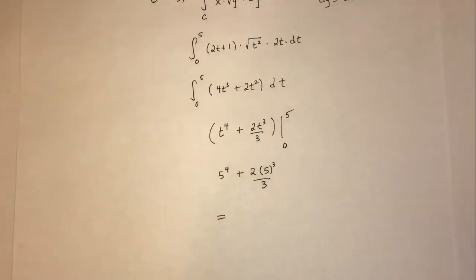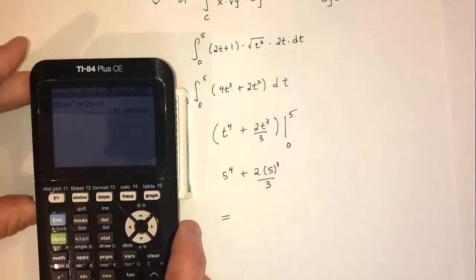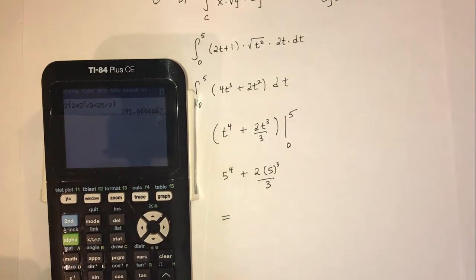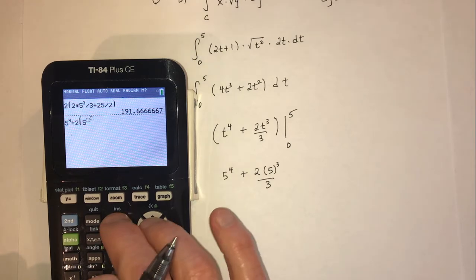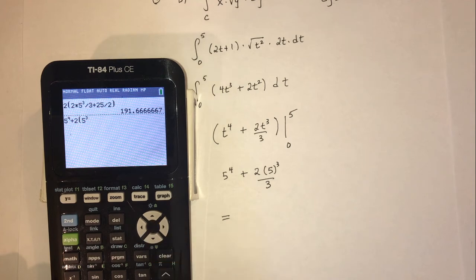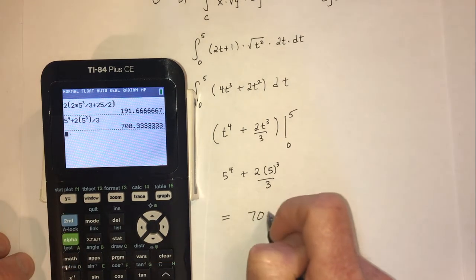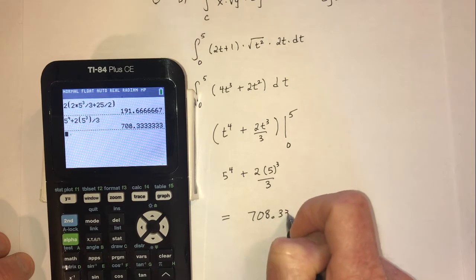So how much is that? So 5 is raised to the 4, and then plus 2 times 5 cubed, and divided by 3. So it's 708 and a third.